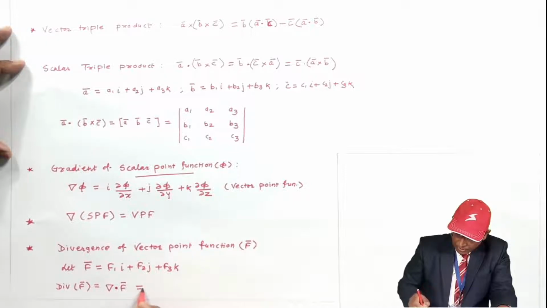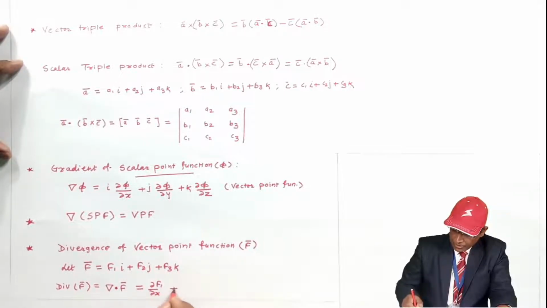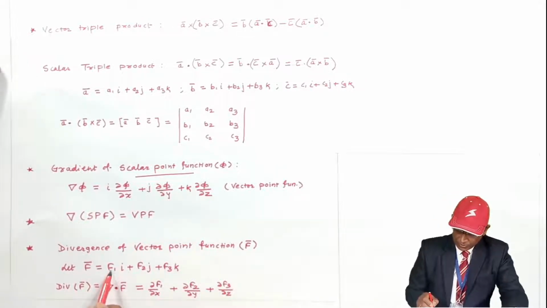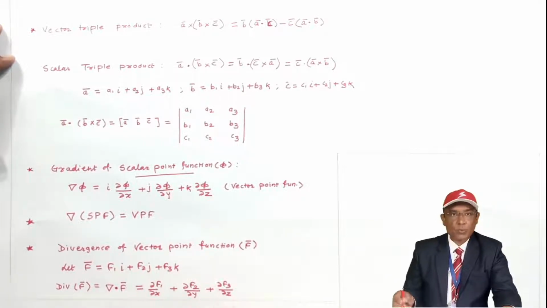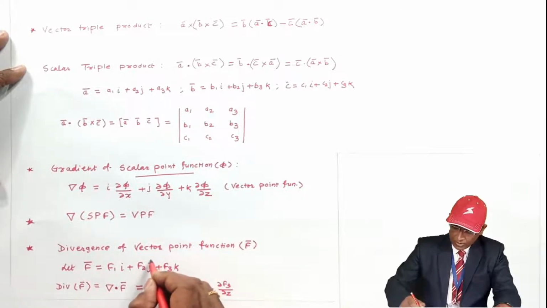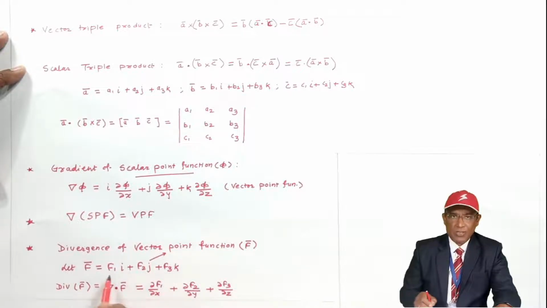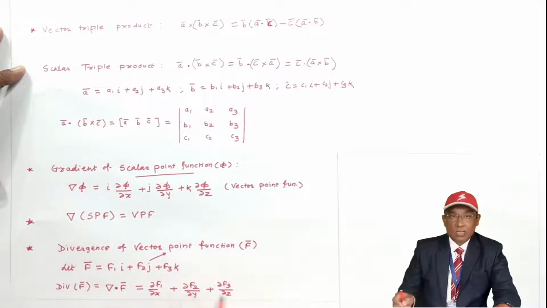The del dot of f bar, how do you find? Del x is partial derivative with respect to x of f1, coefficient of i, plus del f2 by del y, plus del f3 by del z. Derivative of f1 with respect to x, derivative of f2 with respect to y, and derivative of f3 with respect to z. See, if you look at it very carefully, f bar is a vector point function and i j k are present. But when you take divergence of vector point function, then you get scalar point function. Here you don't find i j k.